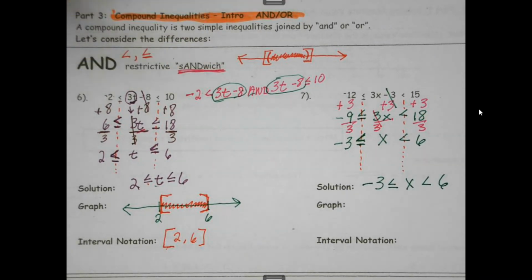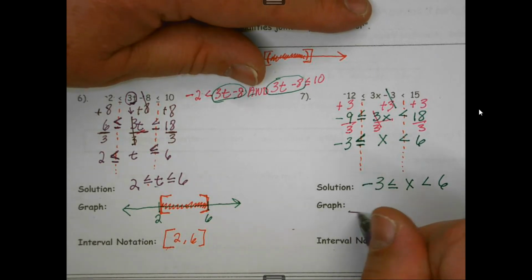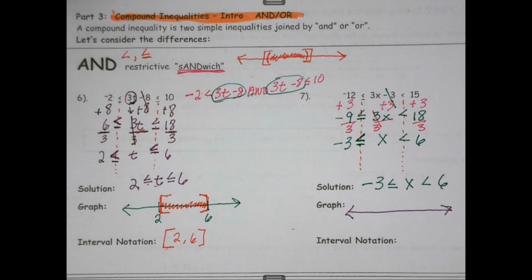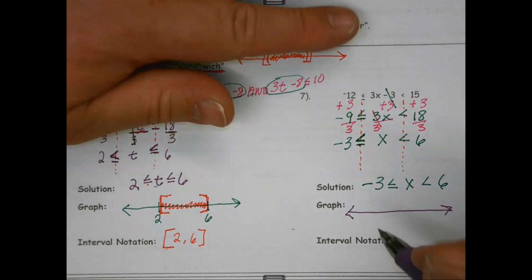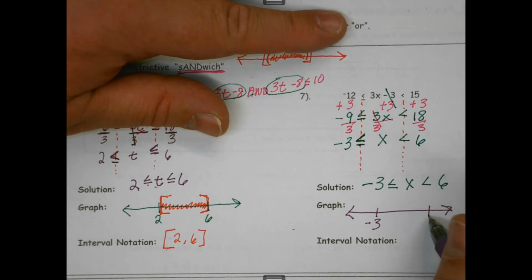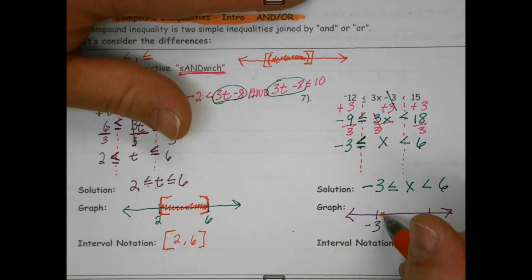Here's my negative 3. Here's my 6. It's in between, shading in between. My negative 3 has an equal sign, so it gets a bracket. My 6 does not have an equal sign, so it gets a parenthesis.